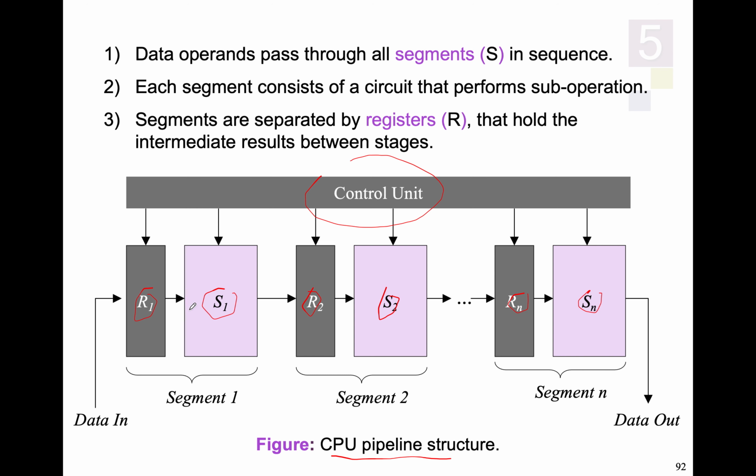Whenever you have an instruction in your instruction codes, you're going to have a data operand pass through all segments in sequence. Then each segment is separated by a register: register 1, register 2, register 3, and so on. This is your data in, and this is the data out. So this structure, you need to know, is the pipeline structure. How the flow goes from 1 until 3.